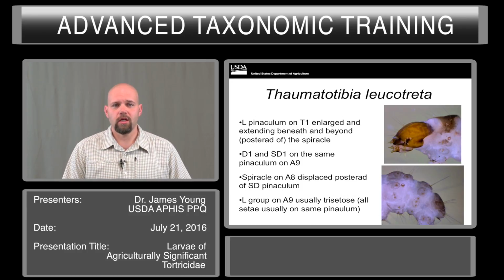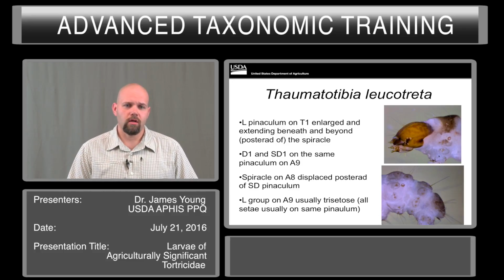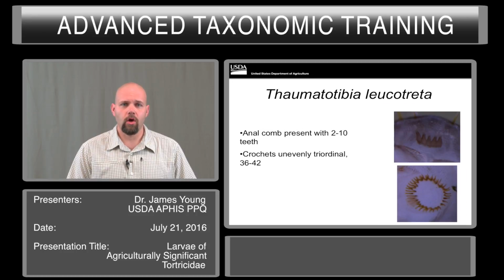The L pinaculum on T1 is enlarged and extending beneath and beyond the spiracle. D1 and SD1 are on the same pinaculum on A9, and the spiracle on A8 is displaced posterior of the SD pinaculum. The L group on A9 is usually trisetose, with all setae usually on the same pinaculum. Occasionally, L3 is slightly removed on its own pinaculum, but that pinaculum typically is touching the pinaculum that has L1 and L2. The anal comb is present, and crochets are unevenly triordinal.